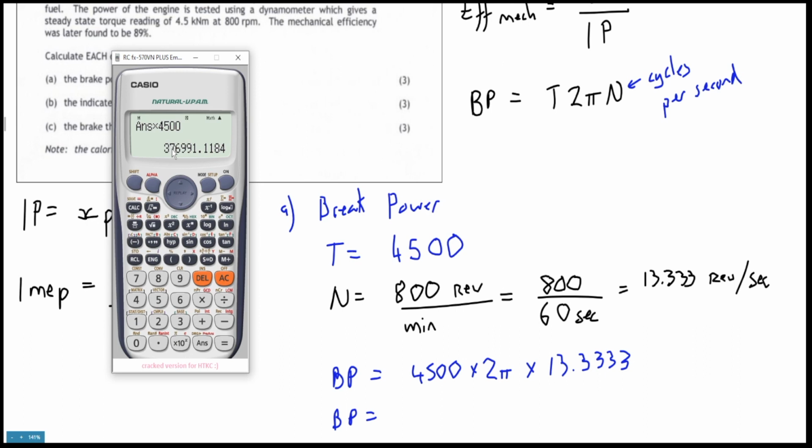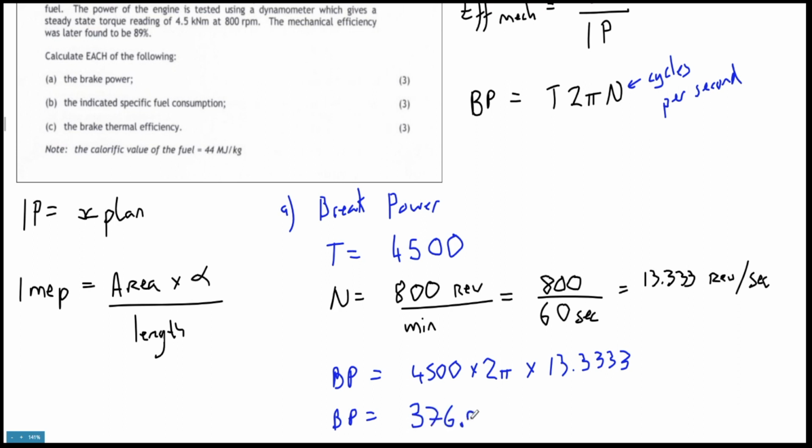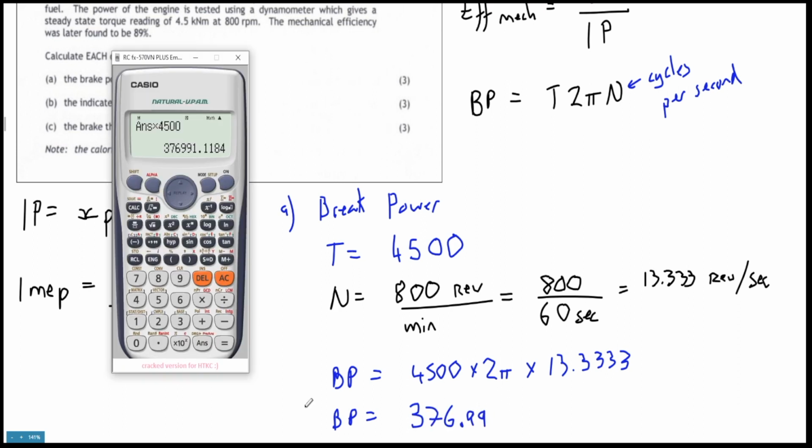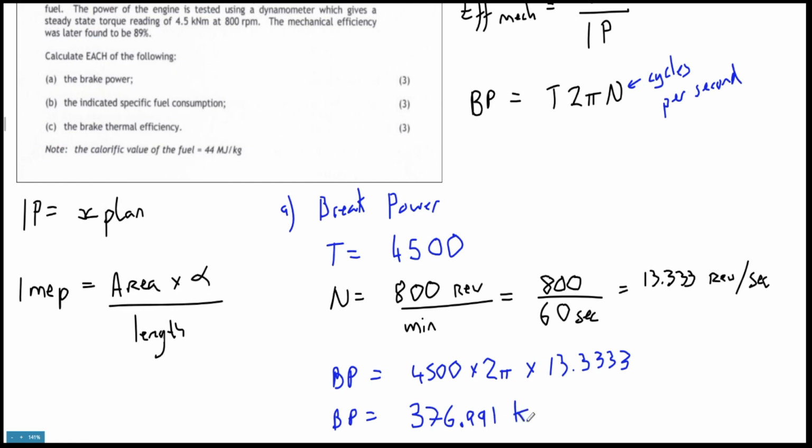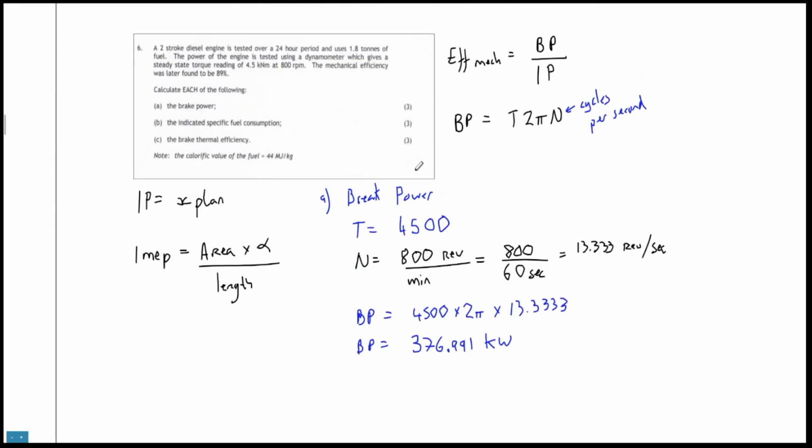So it's 376,000 watts. I could drop it into kilowatts, so you could say it's 376.991 kilowatts of brake power, the raw power available. That's really good. Okay, we've done part A, which isn't that bad. Let's have a look at part B.